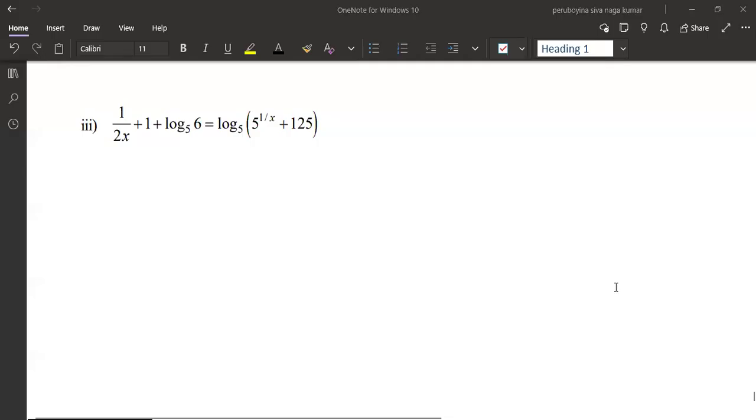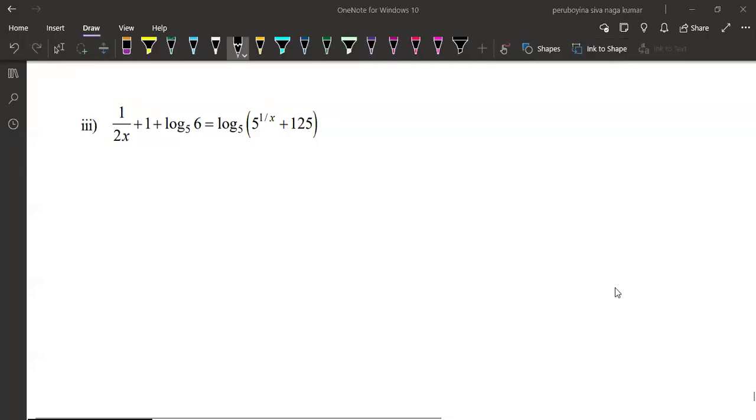Here you can see one logarithmic term on the right side and one logarithmic term on the left side. So what we will do is first copy that and try to move all the same kind of terms to the same side.